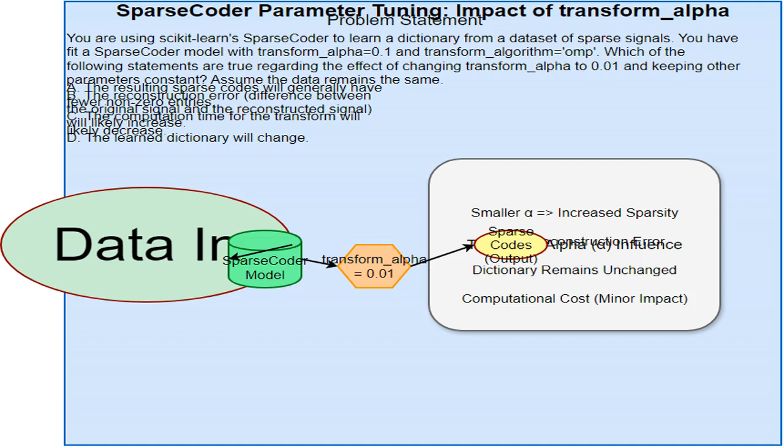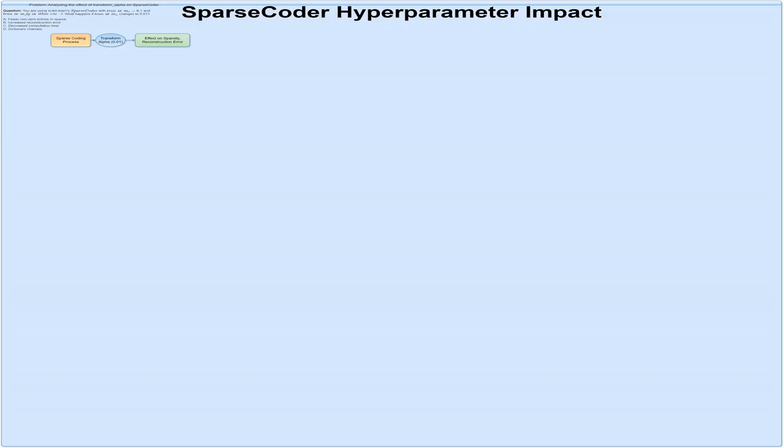This column refers to my input dataset. This is what the SparseCoder model processes, and it does not change in this experiment. I am focusing on the changes made in the model's transform_alpha value. This section focuses on understanding how changing the transform_alpha parameter in scikit-learn's SparseCoder affects the results of sparse coding.